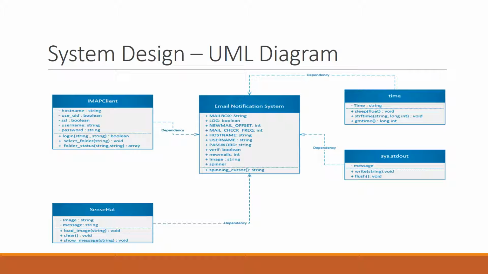Now let's look at the next system design, which is the UML diagram. The UML diagram shows more relationships about how our classes are interacting with each other within our system. The first class is the email notification system, which is the actual application. It requires some variables and functions in order to connect to the IMAP server.